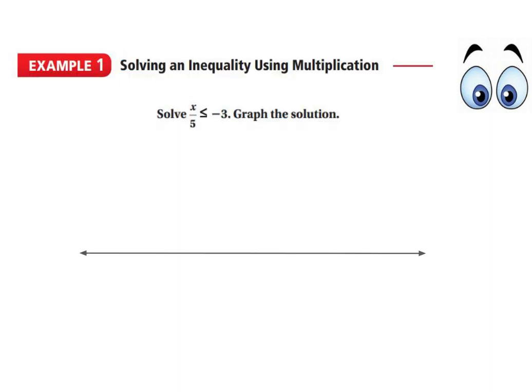As we see in example 1, we're going to multiply both sides by 5. 5 over 5 is 1, so we're left with x is less than or equal to. And then negative 3 times 5 is negative 15. X is less than or equal to, so the arrow is going to point to the left. Circle gets filled in because x could be less than negative 15 or equal to negative 15.